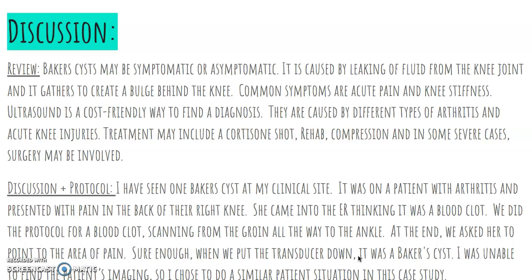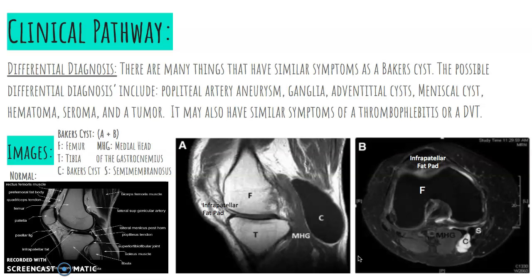And right when we put the transducer down on the medial knee, you could see the big pocket of fluid. And since she did have a history of arthritis, it would be a Baker cyst. I was unable to find the patient we imaged that day, so I chose to do a similar patient scenario for this case study.